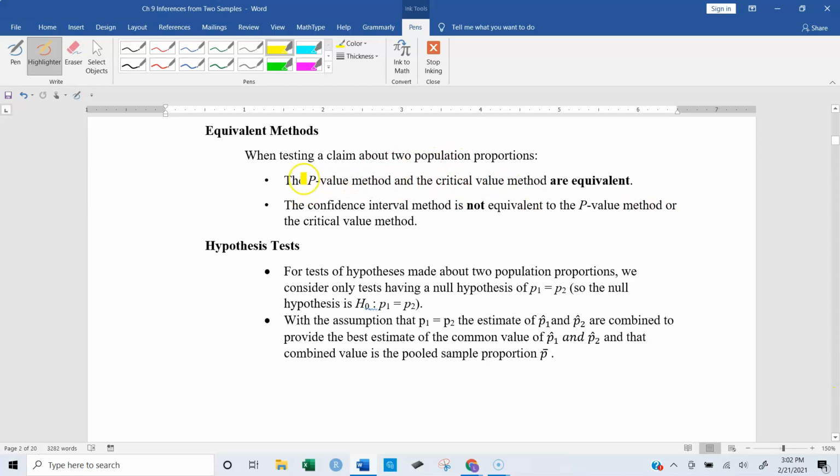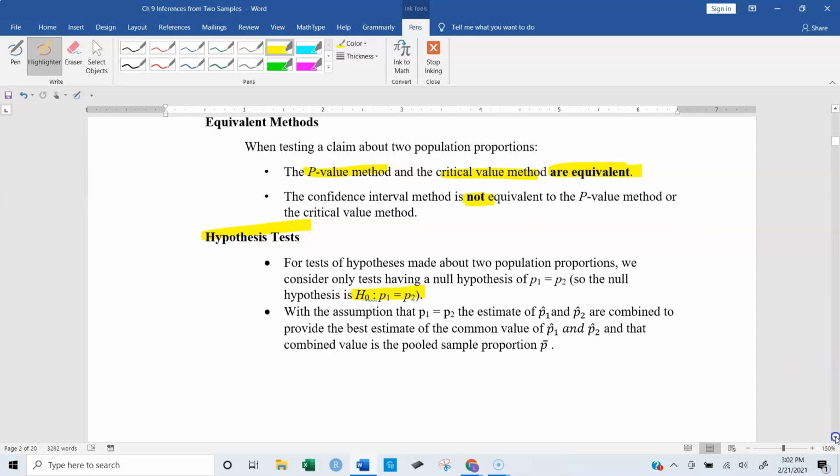P-value and critical value give you the exact same result. They are equivalent. Confidence interval, again, for proportion is not equivalent to the p-value or the critical value. It can give you a different answer. It doesn't have to, but it can. Again, our hypothesis test, our null will always be that they are equal, and then our alternative will be something other, usually not equal.